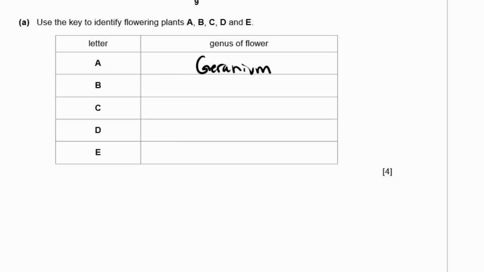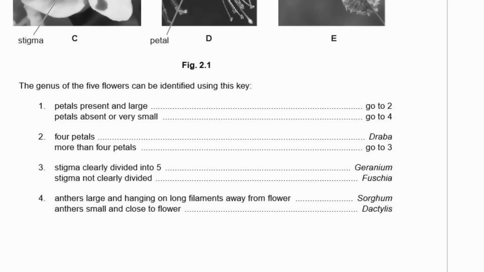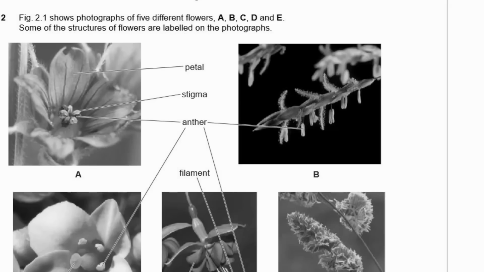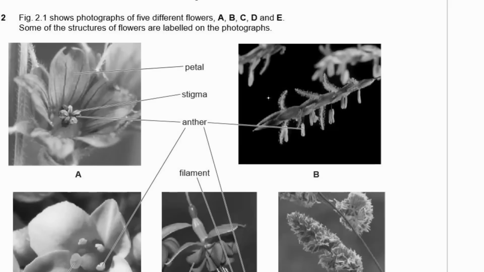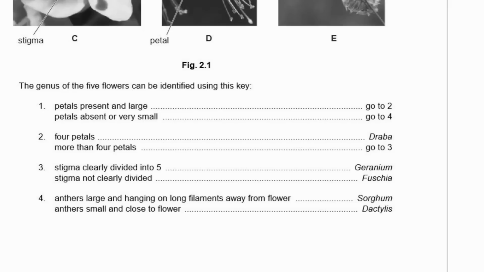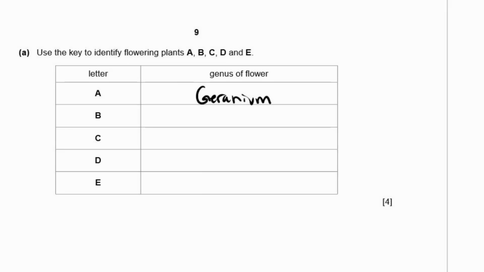All right, now we'll go to B. So again, are the petals present and large? Well, no. No, they're not. Certainly if they're present, they're not very large. So the petals are absent or very small. So we go to 4. So are the anthers large and hanging on long filaments away from the flower? These are the anthers, and yes, they're hanging down and they're quite large. So that means that this one is sorghum. Okay, so B is sorghum.